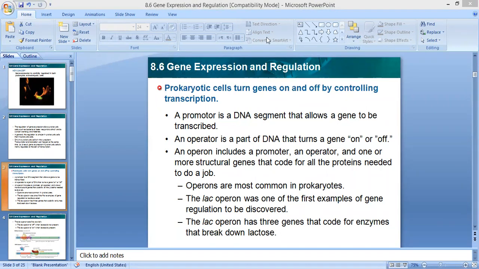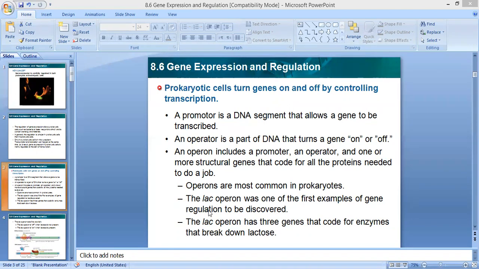The lac operon is a system that regulates the gene expression for making a certain protein, which is lactase. Okay, lactase is an enzyme needed by the bacteria to break down lactose. When there is lactose in the environment of the bacteria, a type of sugar, it should be broken down, digested. To break it down, the bacteria will need an enzyme called lactase.